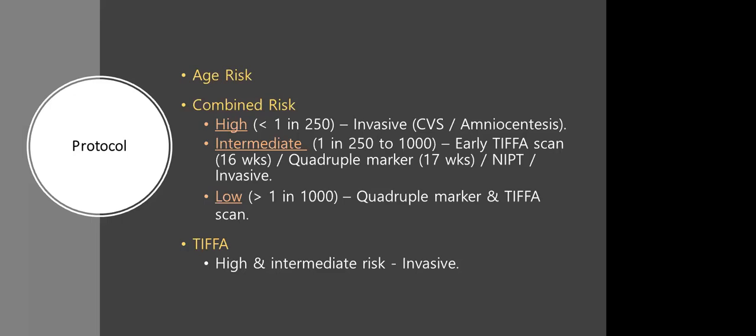We have to advise very categorically that we need invasive testing, because if tomorrow something happens, the blame will come on us. But if the intermediate risk is after the combined risk, then we have other options like early TIFA scan, quadruple marker, or NIPT. So we can subsequently change the risk afterwards.